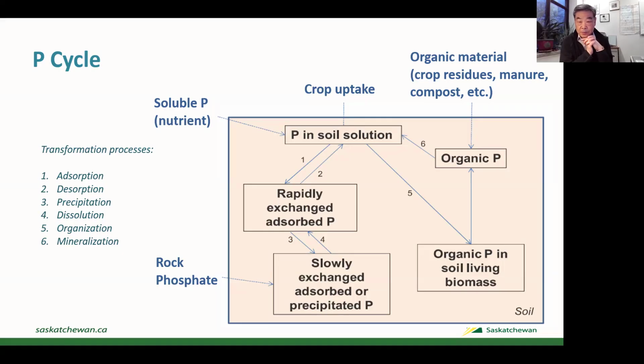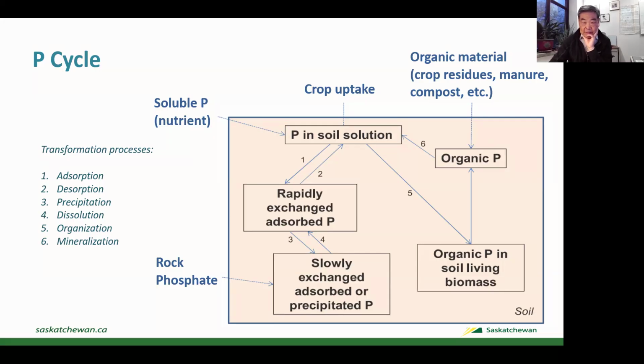Another pool is the organic P pool. It comes from plant residue, manure, and compost added to the soil. The organic P in soil could include both the living biomass and the dead bodies. The most important P pool in the soil is the soluble form, both organic and inorganic, that is dissolved in the soil water, including those loosely adsorbed on the surface of soil particles. That one is where the plant would take its P from.